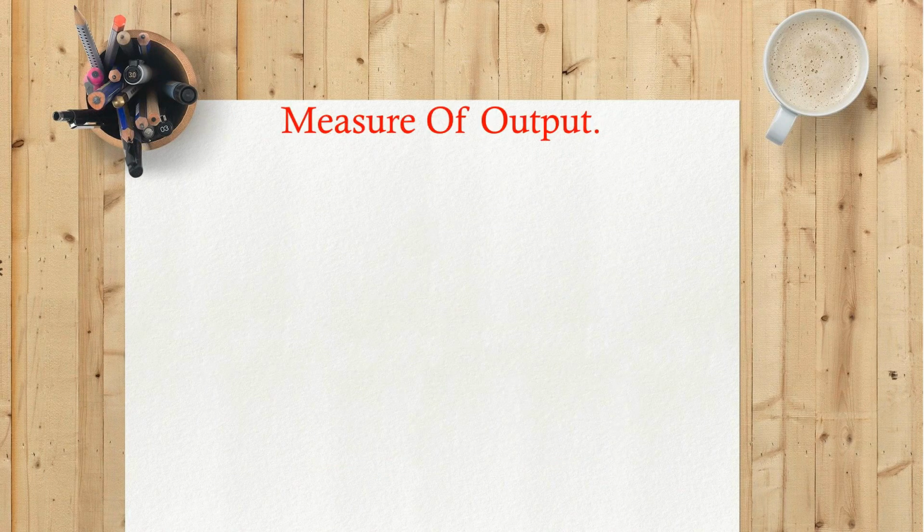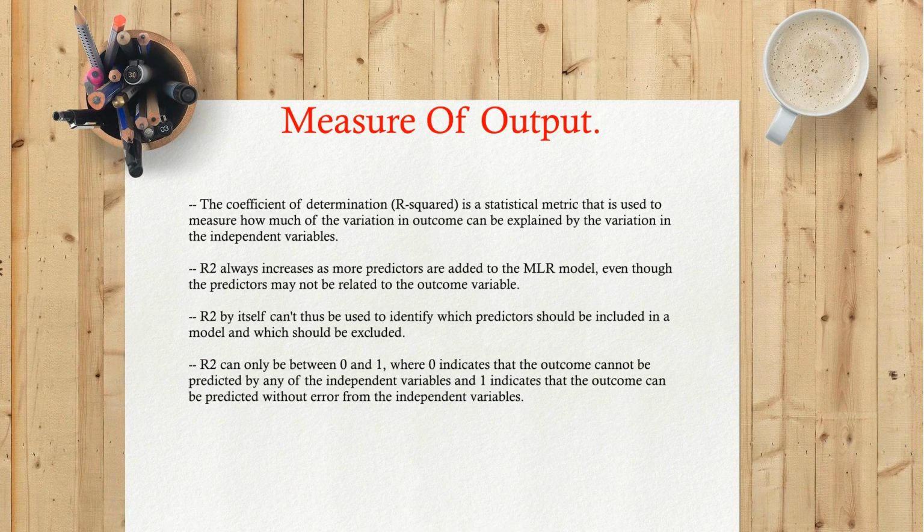Measure of output. The coefficient of determination, R², is a statistical metric that is used to measure how much of the variation in outcome can be explained by the variation in the independent variables. R² always increases as more predictors are added to the MLR model, even though the predictors may not be related to the outcome variable. R² by itself can't thus be used to identify which predictors should be included in a model and which should be excluded.